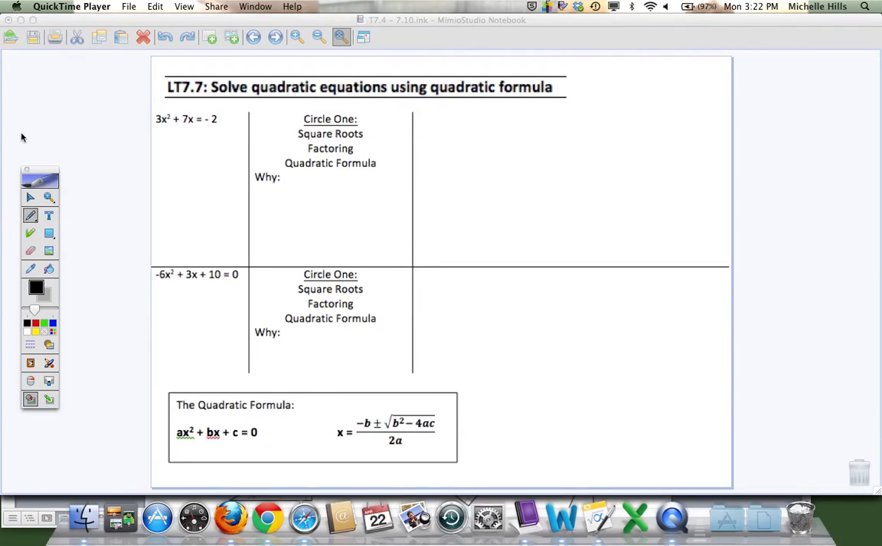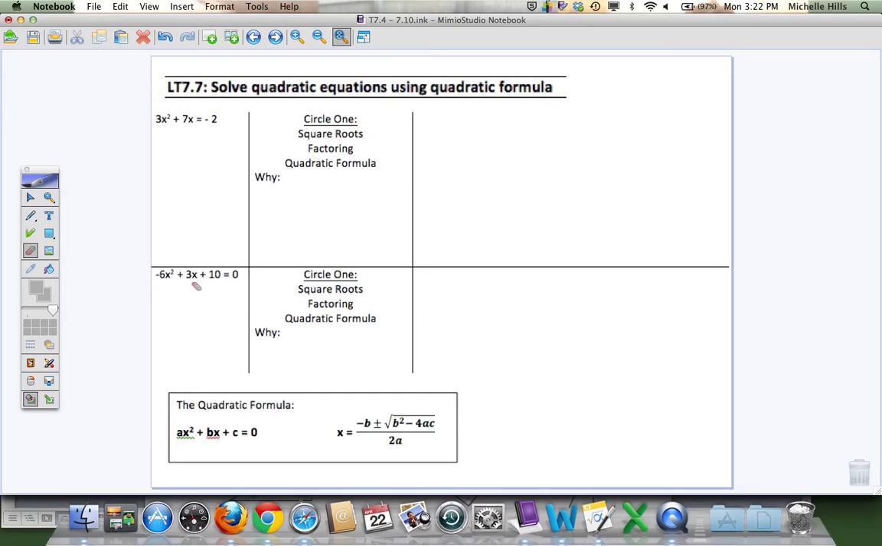So there were two problems in particular that I had to use the quadratic formula on. One was 3x squared plus 7x equals negative 2, and the other one was negative 6x squared plus 3x plus 10 equals 0. The reason I had to use the quadratic formula on them is they had all three types of terms, and the coefficient of x squared not only was not 1, but 3 doesn't go into 3, 7, and negative 2. 6 doesn't go into negative 6, 3, and 10, so I couldn't factor that out.